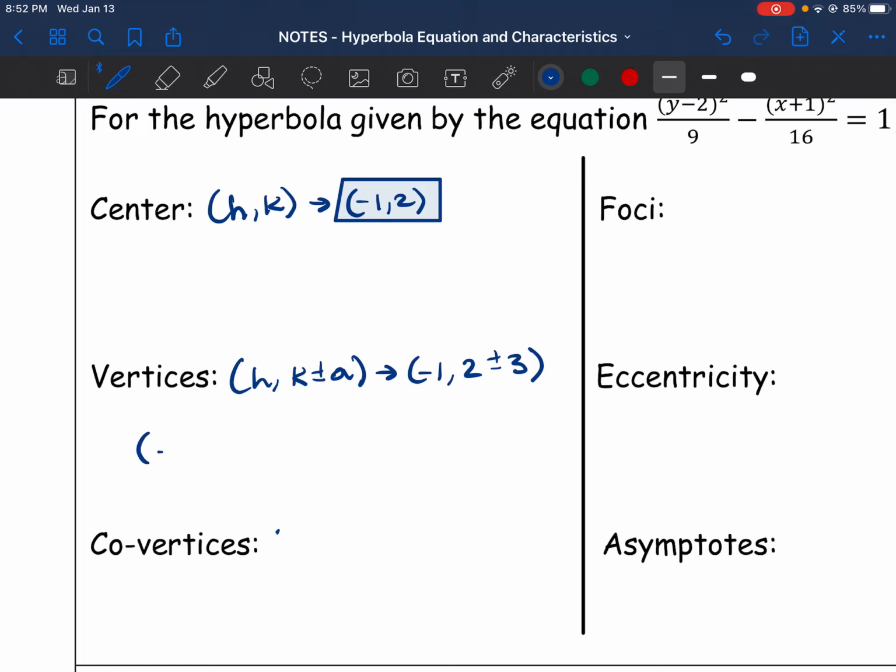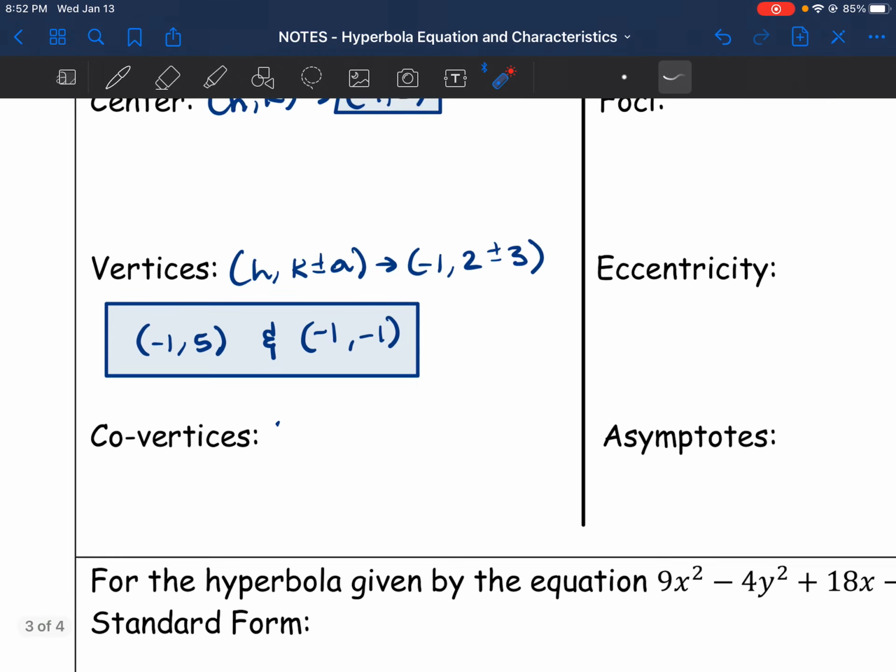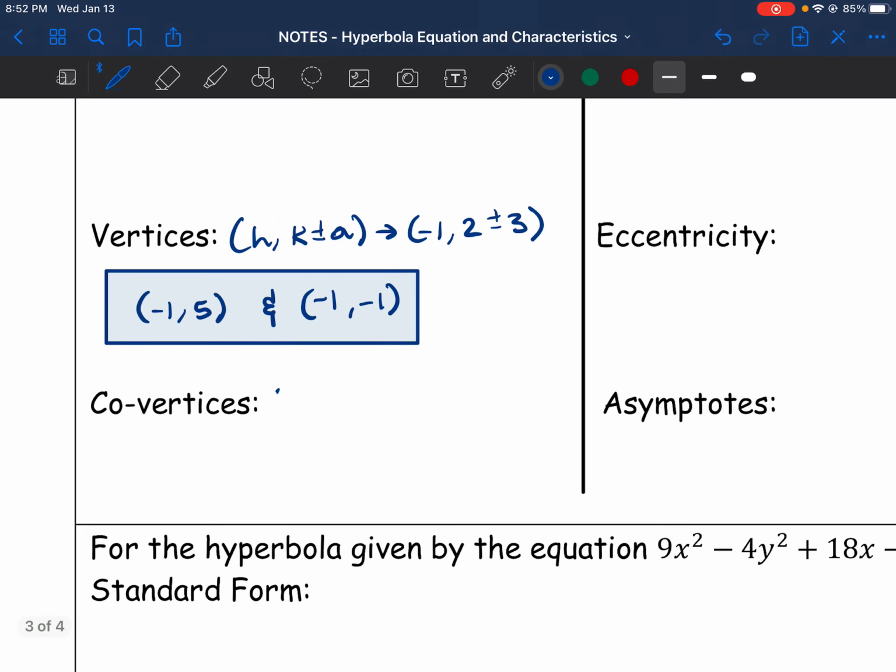And this is going to give us -1, and then 2 plus 3 is 5. And the coordinate for the other vertex is going to be -1. And then let's see, 2 minus 3, that's going to give us -1. And here are the coordinates for our vertices. And again, if we drew a graph and connected the vertices, we would have the transverse axis.